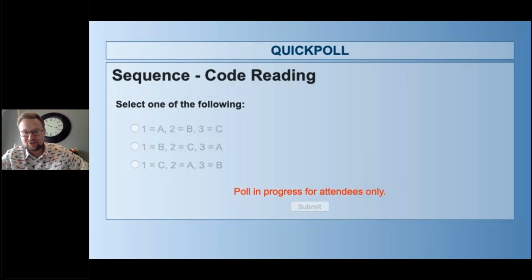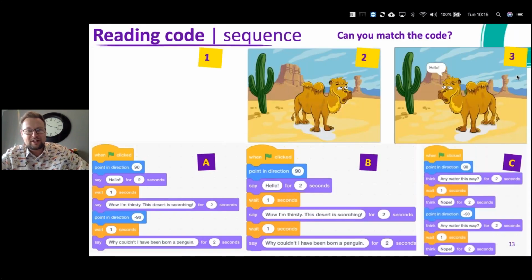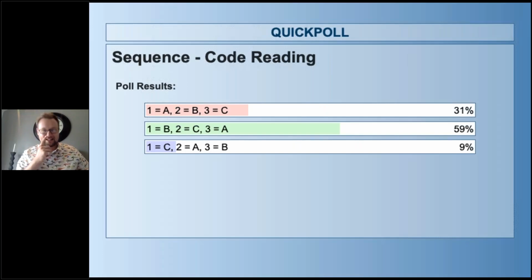3, 2, 1, and the poll is closed. Here we go. Here are the results. There we go. And I'm very pleased to say that the majority of you got that correct this morning. It's the second one there. And let's just talk through a little bit of the logic of how we might have worked that out.